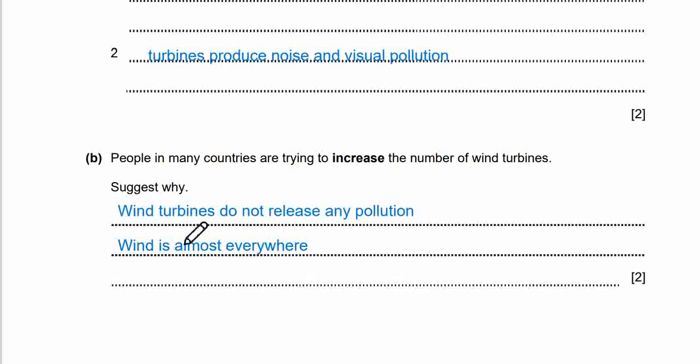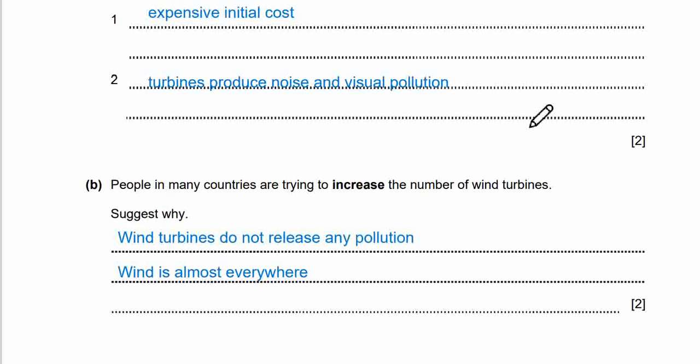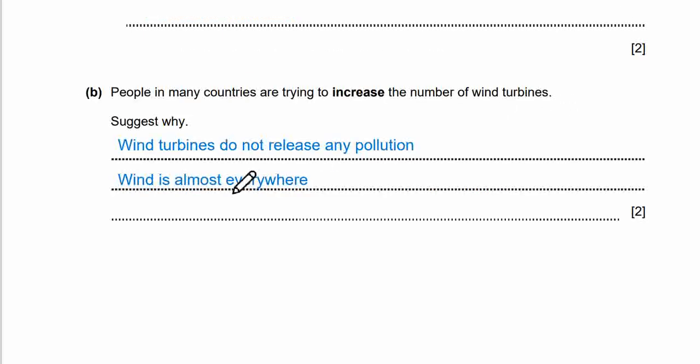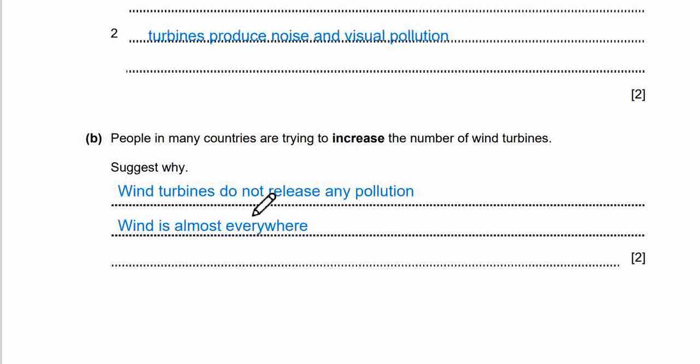So we always get wind, you'll never run out of wind. Although it's not really all the time, all year long. It is intermittent, but it is always there, the wind. So let's move on to the next question.